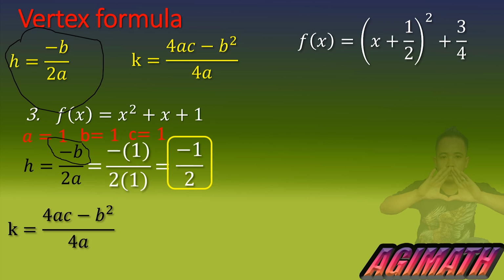4ac minus b squared over 4a. Because I experienced this in class, some of the students are asking why this is the formula or why it has to be like this.